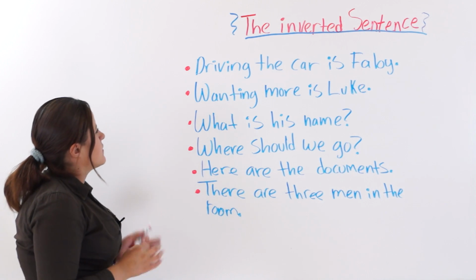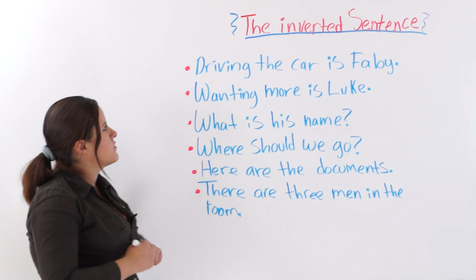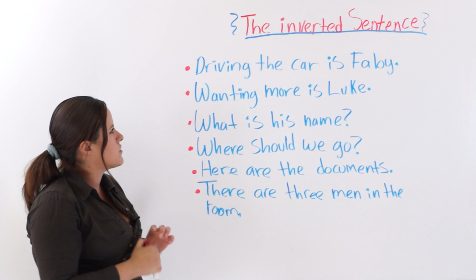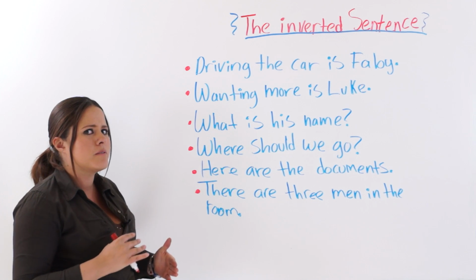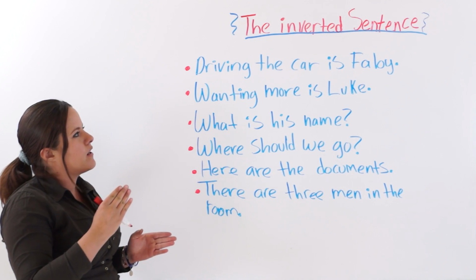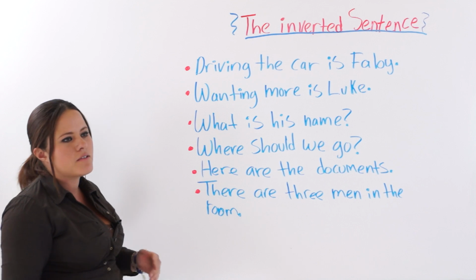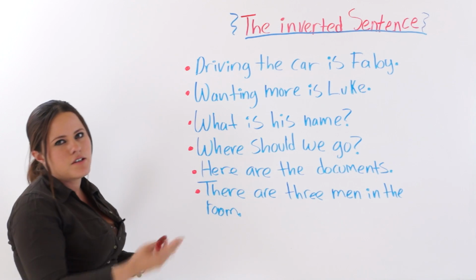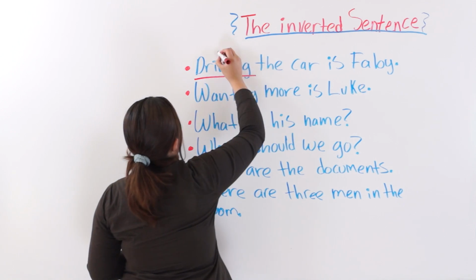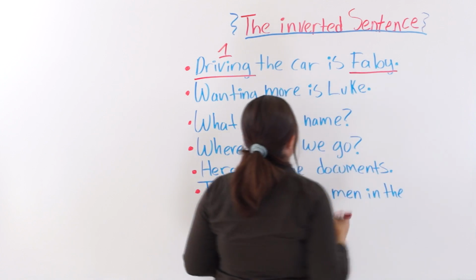The first one says, driving the car is Faby. As you can see, an inverted sentence just changes the subject and the verb from place. Instead of saying Faby is driving the car, subject and then verb, it will be driving the car is Faby, verb and then subject. So we need a verb first and the subject will go at the end.